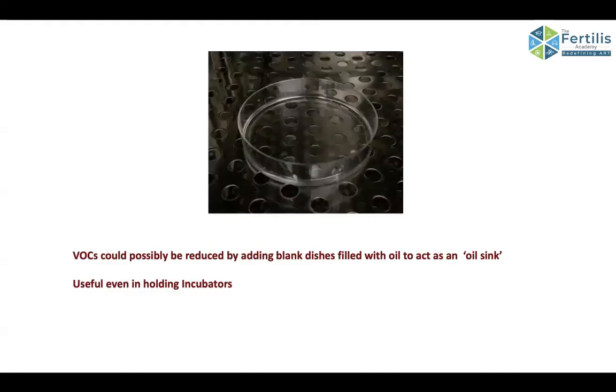Another idea is you can take this 100 dish, which is a big dish in which we generally do the pickups, and we don't use the 100 or 60 dish. Take this 100 dish, and you can put some oil in this and keep it in the incubator, especially the box incubator. And this oil has a tendency of absorbing the VOCs. So these are crude methods.